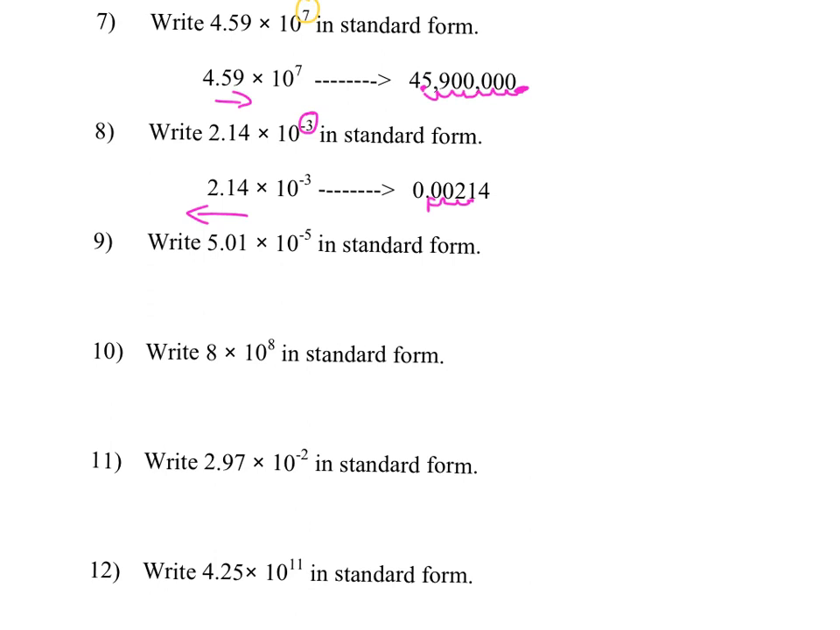So to try one on our own, we've got this 8 times 10 to the 8th. So I'm looking here on number 10. If we have 8 times 10 to the 8th in standard form. So I'm going to look here. I have this exponent. I have a positive 8. So that tells me it should be a number that is greater than 10. So it should be a big number. So that means I'm going to move that decimal.